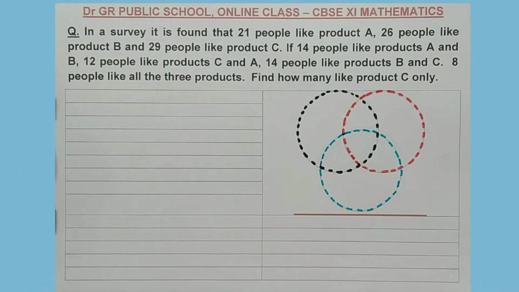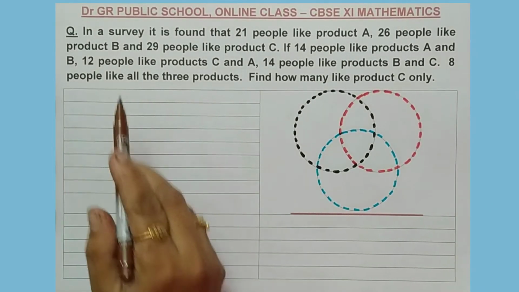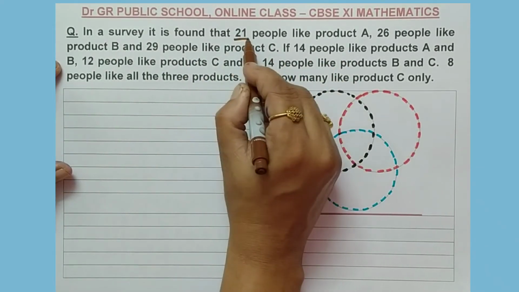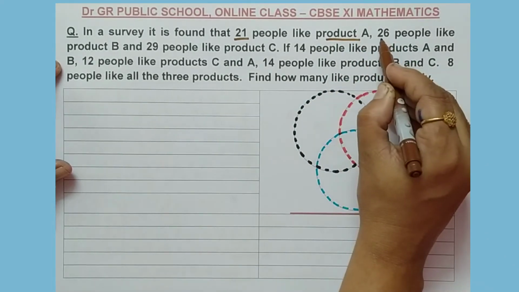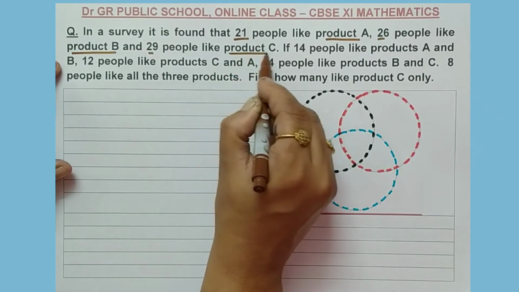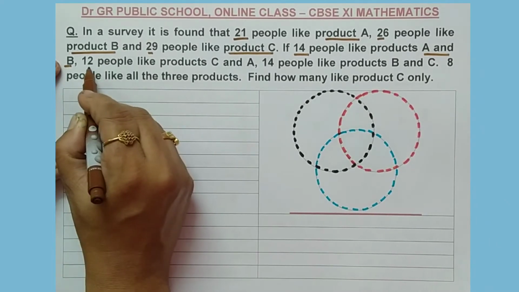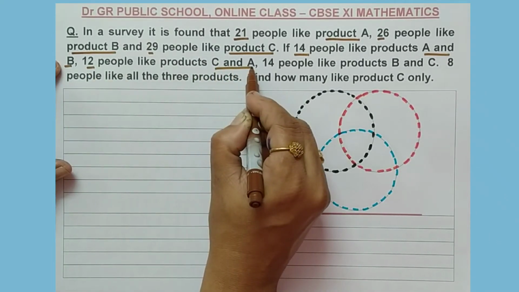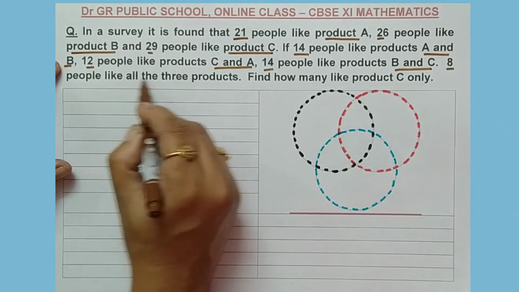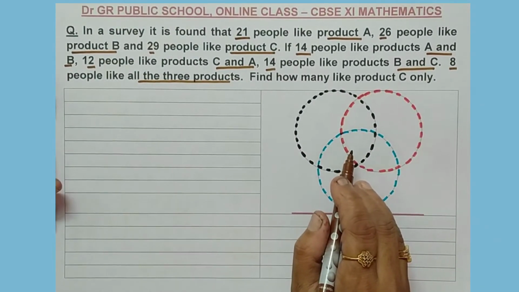Now we can discuss problems involving 3 sets. Look at the question. In a survey, it is found that 21 people like product A, 26 people like product B, 29 people like product C, 14 people like products A and B, 12 people like products C and A, 14 people like products B and C, and 8 people like all the 3 products. Find how many like product C only.